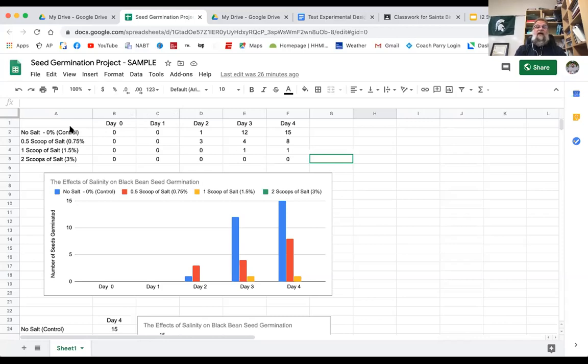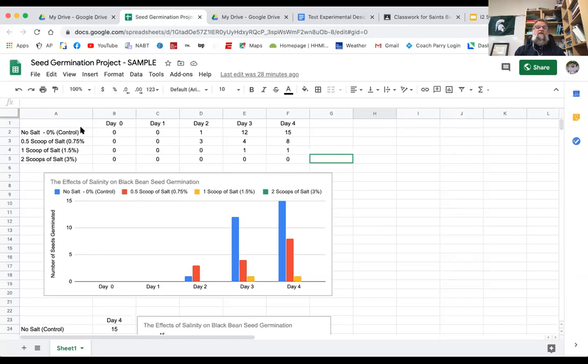One, you could take the data for all the days. In this particular case, my research question was, how does the salinity of the water affect the number of black seeds germinating? I used a small scoop to add salt to the water, and then that salty water was added to the seeds, and that was recorded over 4 days.